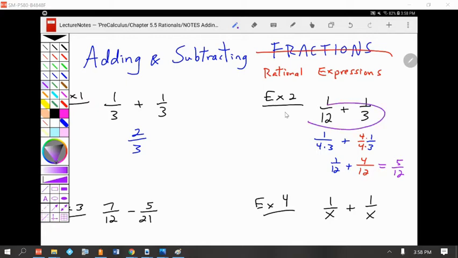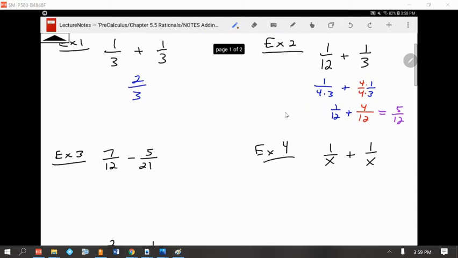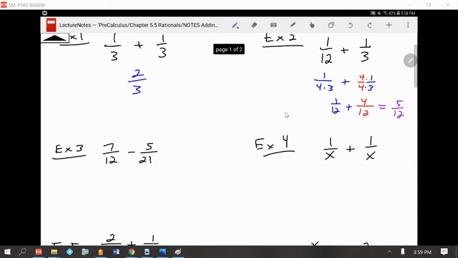Obviously, a common denominator between 12 and 3 would be 36, right? But that's not the lowest common denominator. If you use a bigger common denominator, it's going to create a whole lot more math for you, a whole lot more work, sometimes a whole lot more confusion, especially when we're dealing with variables. You want to try to use the lowest common denominator.